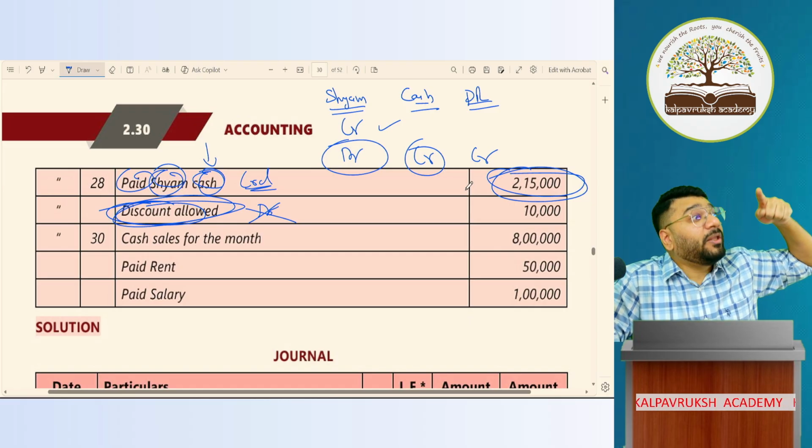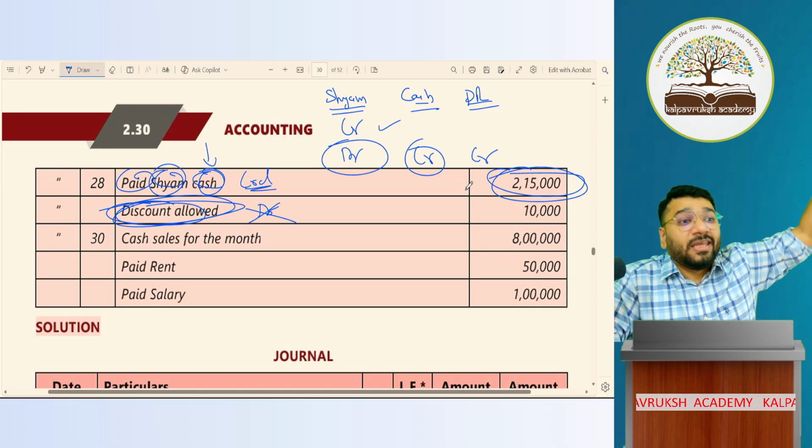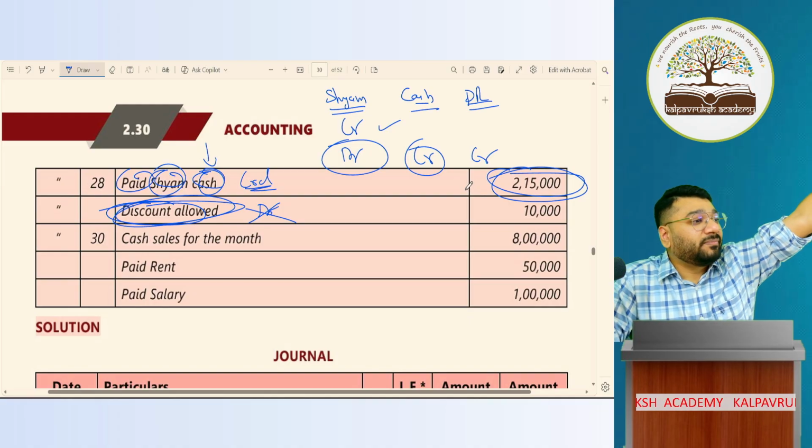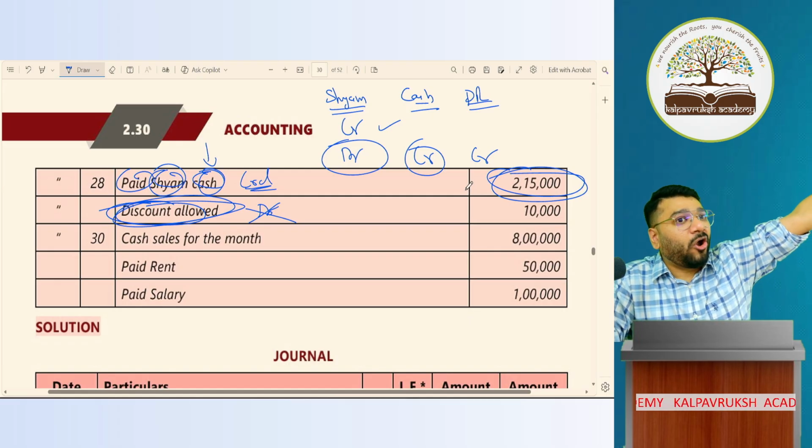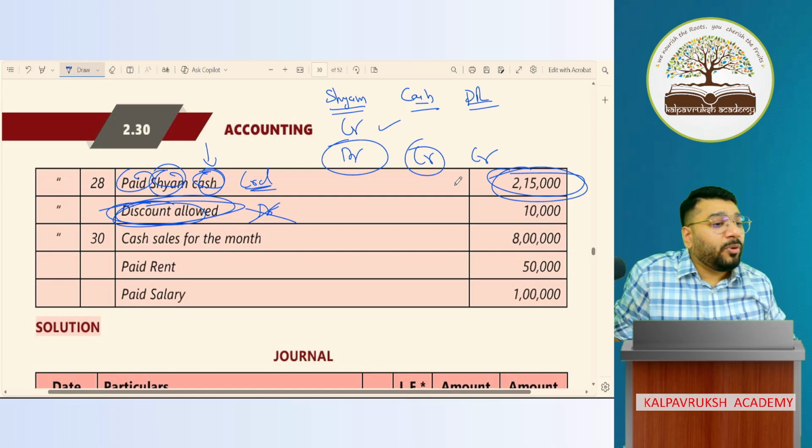If I put cash here, it will be wrong. Cash will go into a credit balance. If cash goes into a credit balance, what does it mean? I've overspent the money. I don't have cash, still I'm spending it. Isn't that wrong? So here you put bank only.